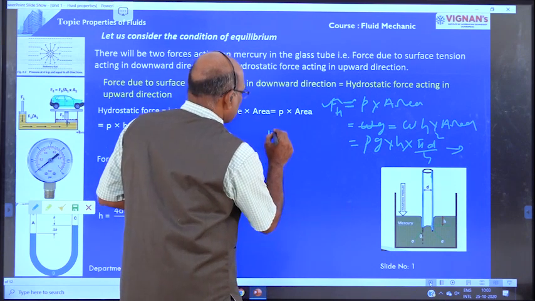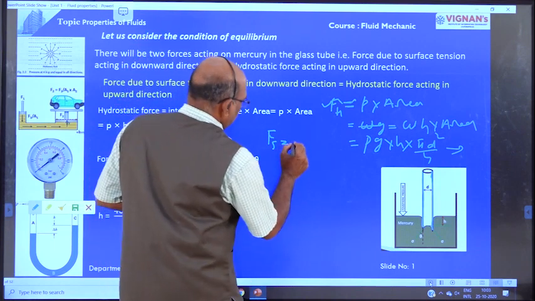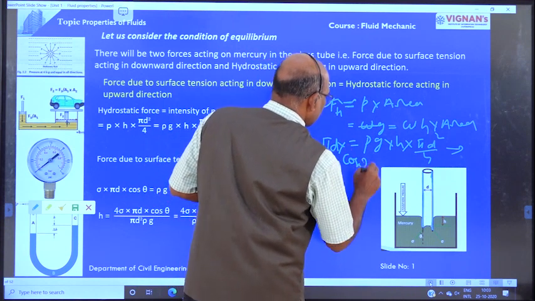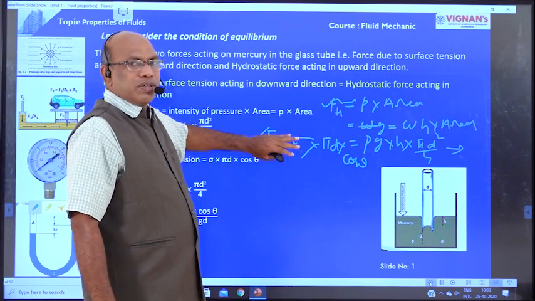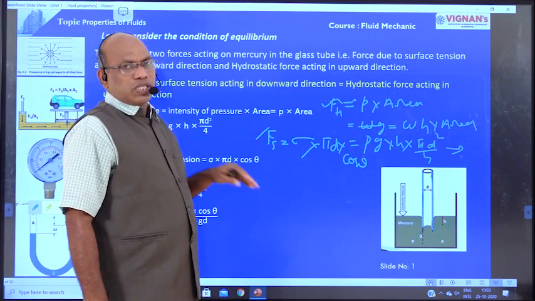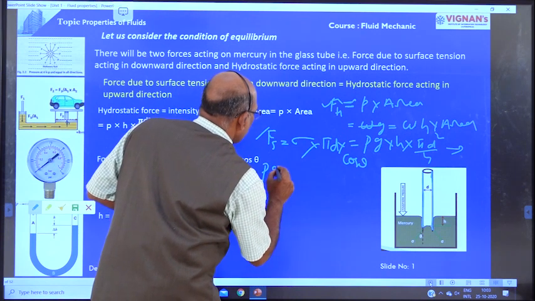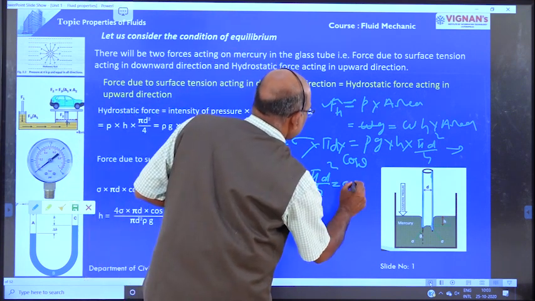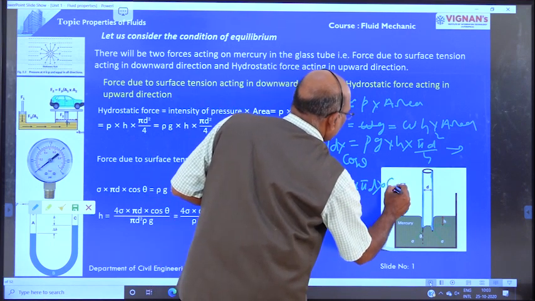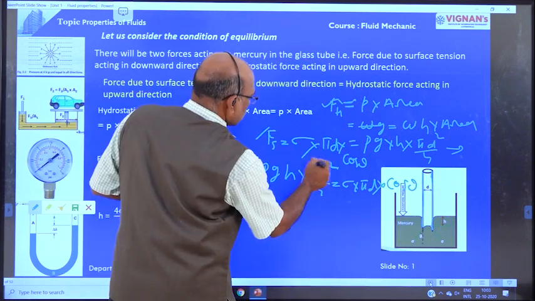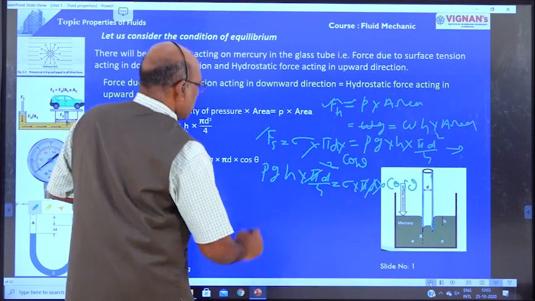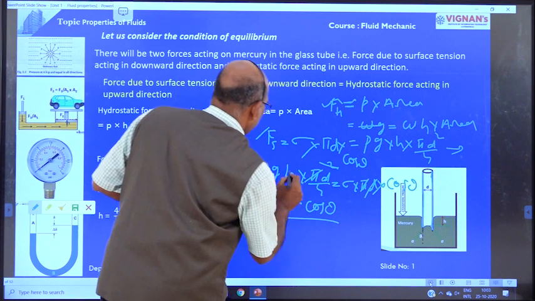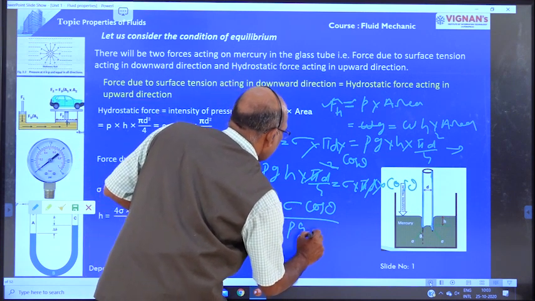Then the surface tension force. Surface tension force is equal to surface tension sigma into pi d into cos theta. This is the surface tension force. For equilibrium condition, the hydrostatic force must be equal to the surface tension force. Now rho g h into pi d square by 4 is equal to sigma into pi d into cos theta. Now d square and d, pi cancel. Therefore H is equal to 4 sigma cos theta divided by rho g d.